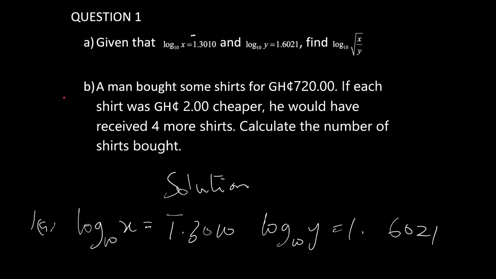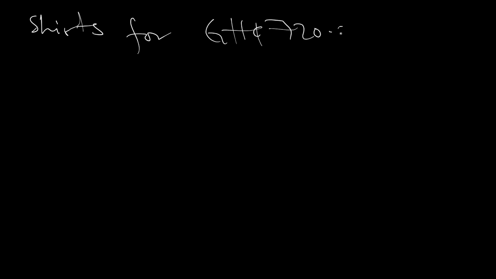Alright, so moving on to the question 1b. A man bought some shirts for 720 Ghana cedi. If each shirt was 2 Ghana cedi cheaper, he would have received 4 more shirts. Calculate the number of shirts bought. So we have shirts for Ghana cedi 720.00.